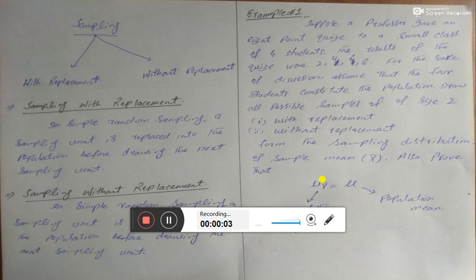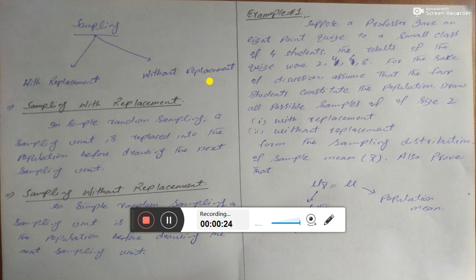In today's discussion, I am going to discuss in simple random sampling how a sample of a specific size is drawn when sampling is done with replacement and without replacement. But before starting, let me revise some of the basic terminologies which we have discussed in our previous lectures.